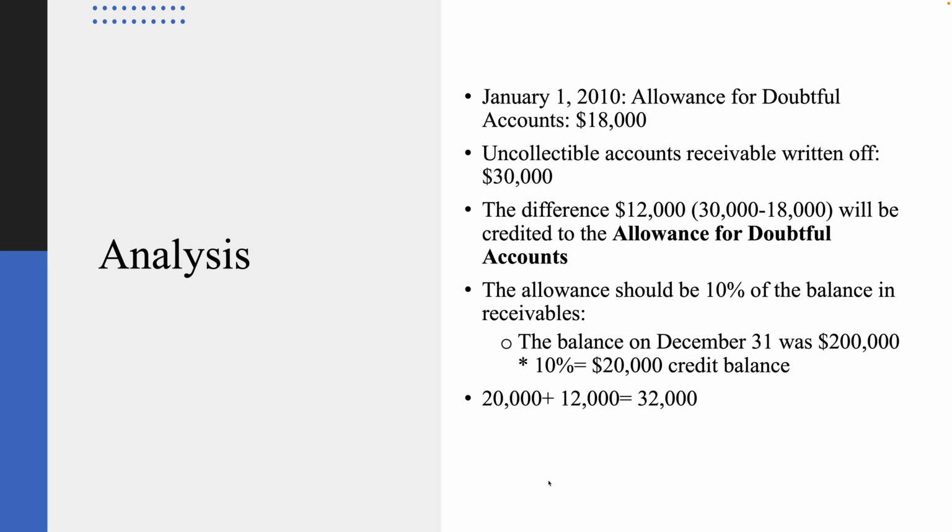So we have on January 1st, 2010, allowance for doubtful accounts of $18,000. Uncollectible accounts receivable written off $30,000 during the year. So the difference is $30,000 minus $18,000, which is $12,000, to be credited to the allowance for doubtful accounts.